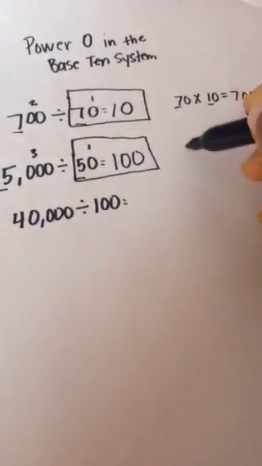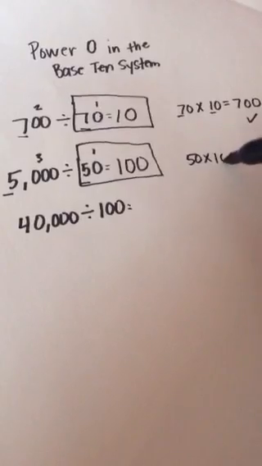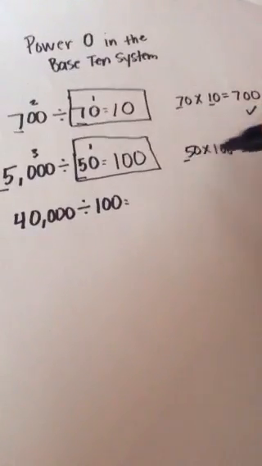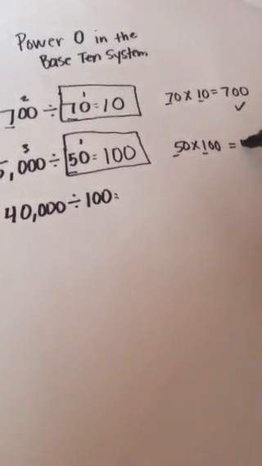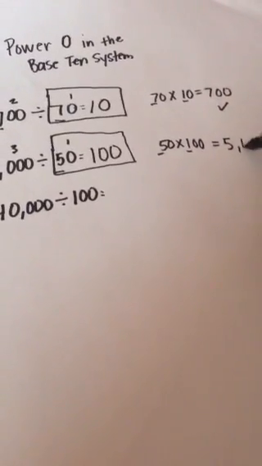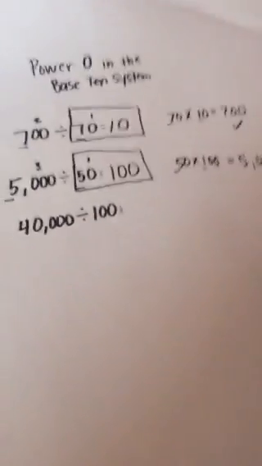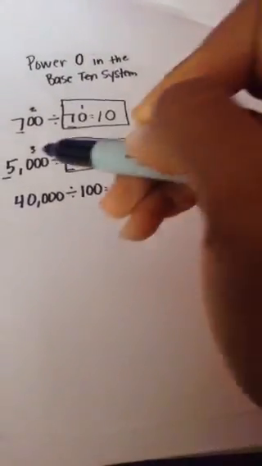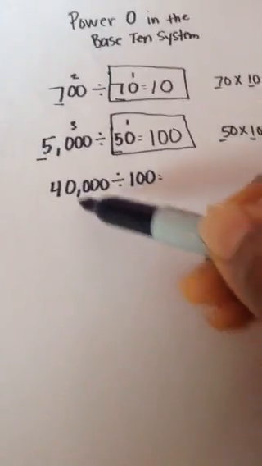And let's check that. What's 50 times 100? Well, think of it as 5 times 1, which is 5. And how many zeros do we have here? Total of 3. So let's put those 3 zeros right at the end here. 5,000, so it checks. Now, let's switch this one up a little bit.